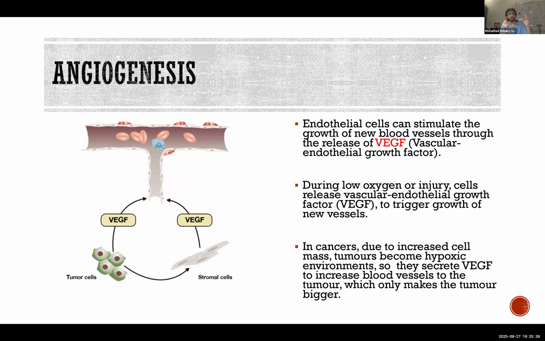So what happens? The endothelial cells of this tumor will release VEGF to get more and more blood vessels to supply the tumor. That is why when a cancer spreads or starts, it gets bigger and bigger. Because as the cancer gets bigger, it demands more oxygen. And because it demands more oxygen, we will have more VEGF and more blood vessels growing. This will cause the tumor to get bigger and bigger.